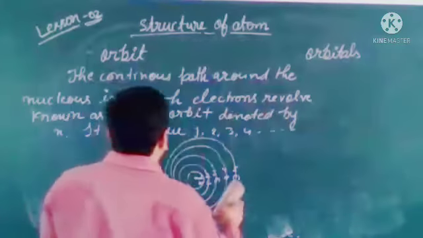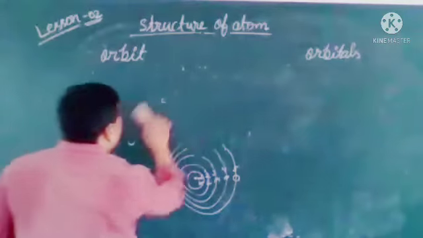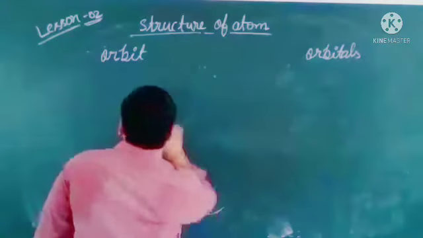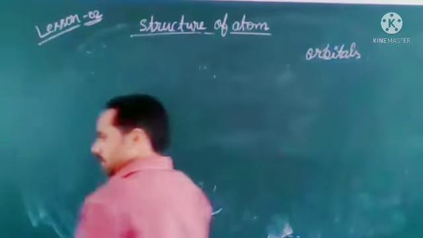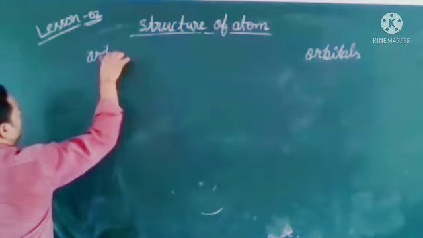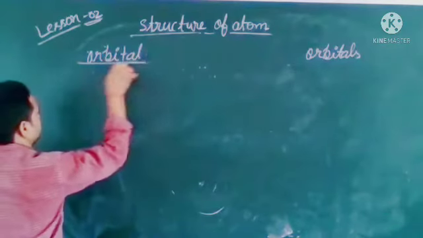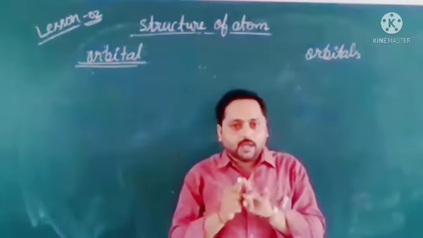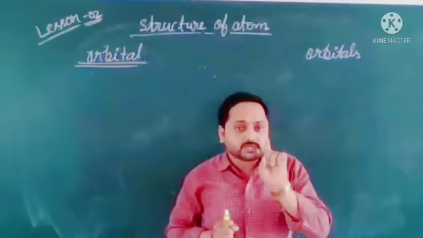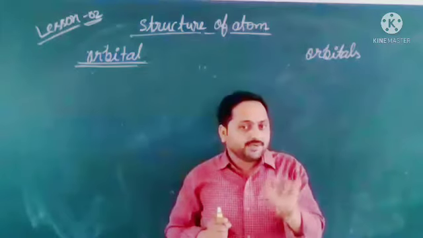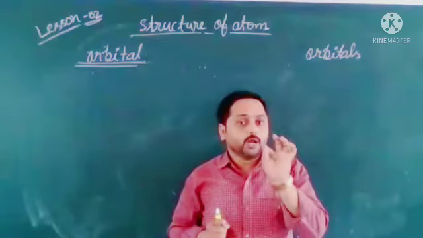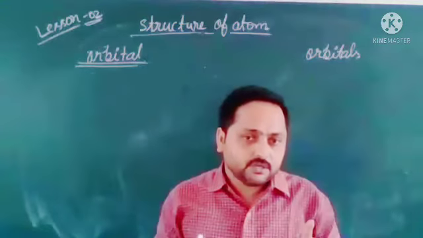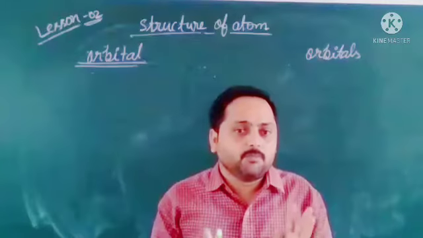So let us see orbital here. It can be defined as the three-dimensional area around the nucleus in which the probability of finding an electron is maximum, known as orbital.